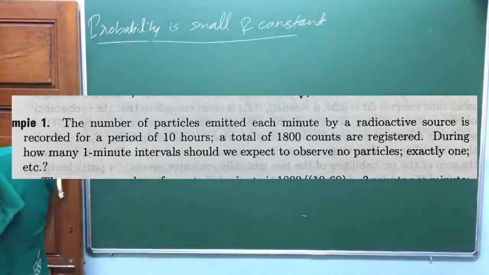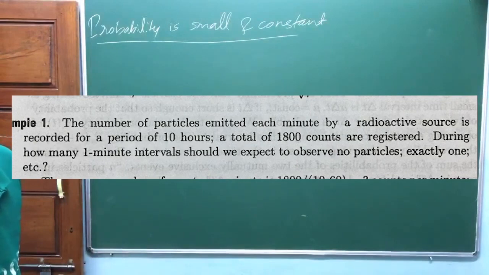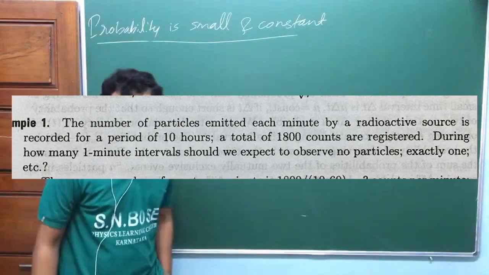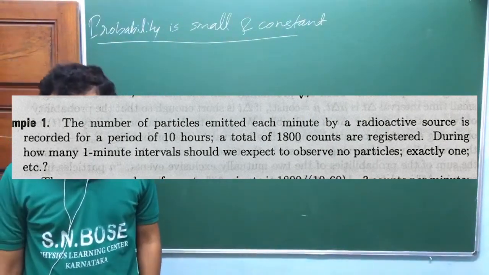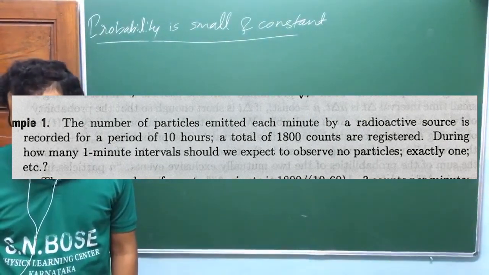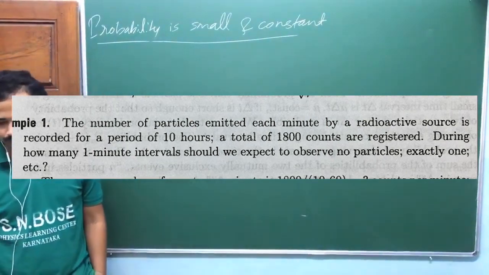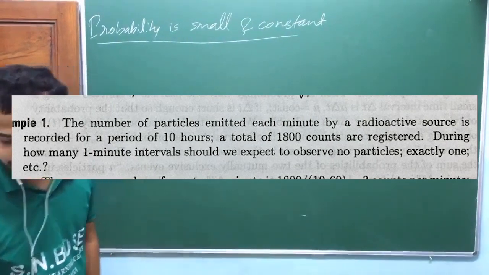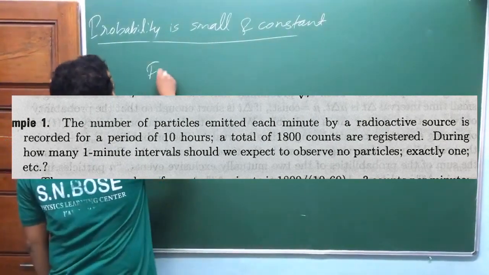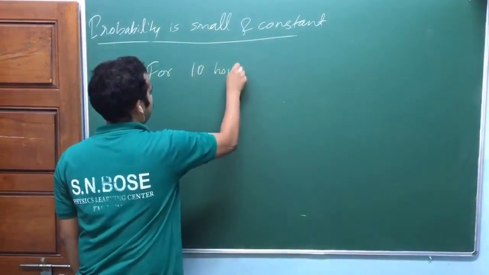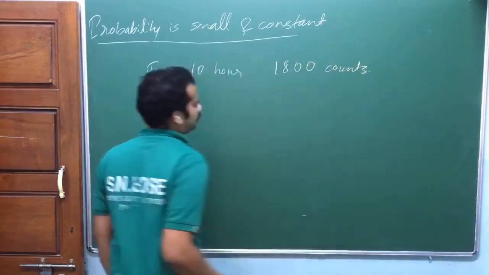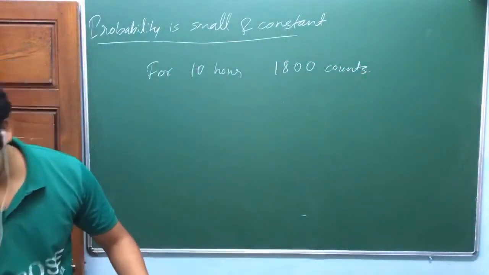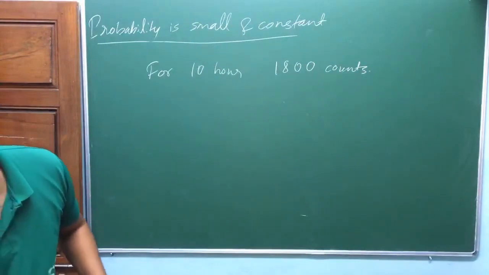So the number of particles emitted each minute by a radioactive source is recorded for 10 hours. Okay, can you write down: the number of particles emitted each minute by a radioactive source is recorded for 10 hours. For 10 hours, you got 1800 counts. Is that okay? You got 1800 counts.